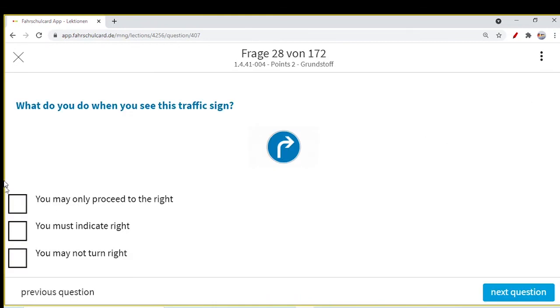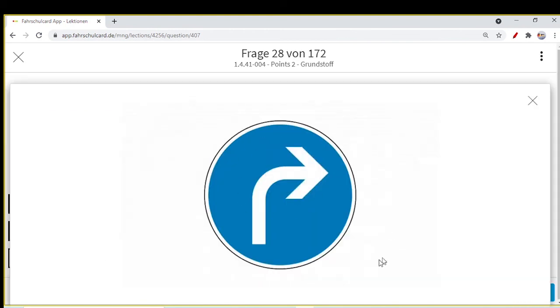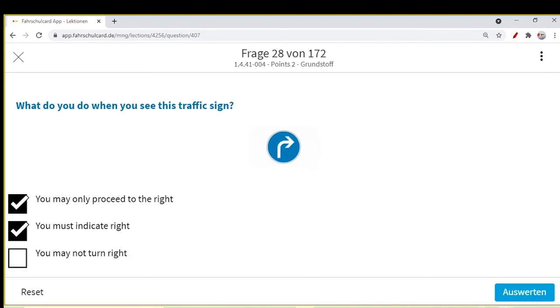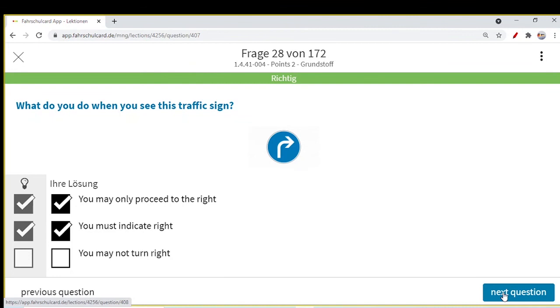You may only proceed to the right. Yes, you must indicate whenever you are taking a right turn. You should indicate. So you must indicate. You may not turn right. No, blue color is telling you are allowed to take the right turn, and when you take the right turn, you need to indicate right as well. So these two options are correct.